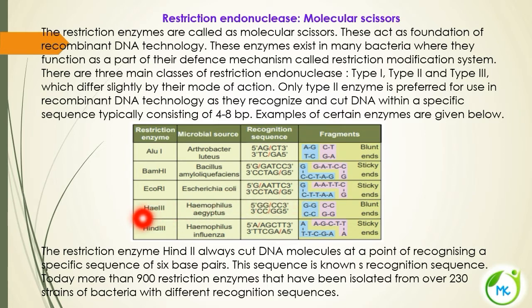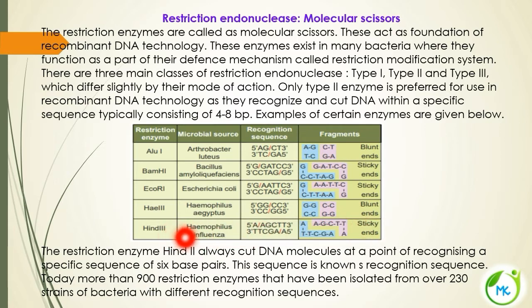Next is HaeIII, from Haemophilus aegypticus, and this is the recognition sequence of that particular enzyme and they also generate blunt end. And HindIII, from Haemophilus influenzae, the recognition sequence and the cut they make is sticky end.